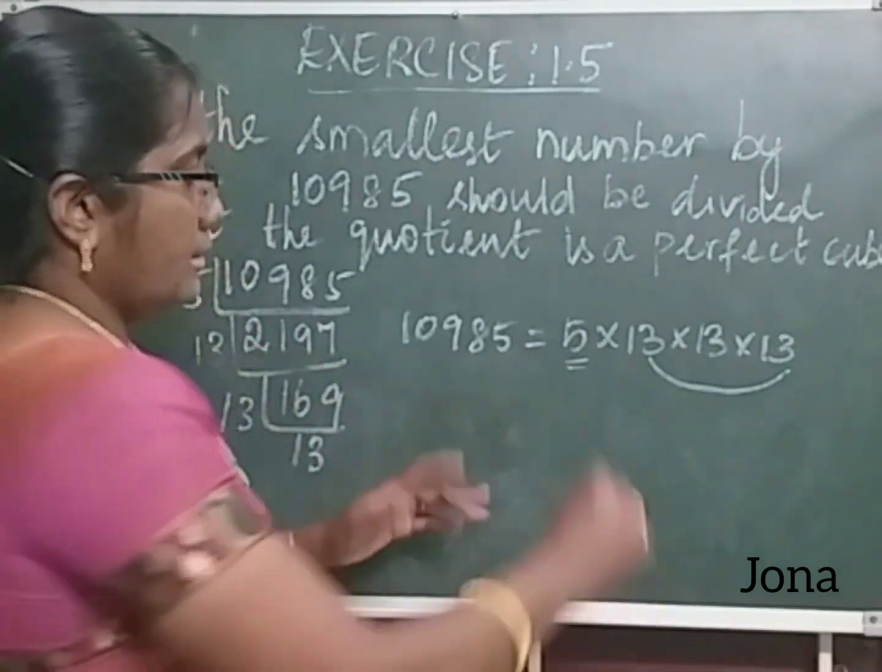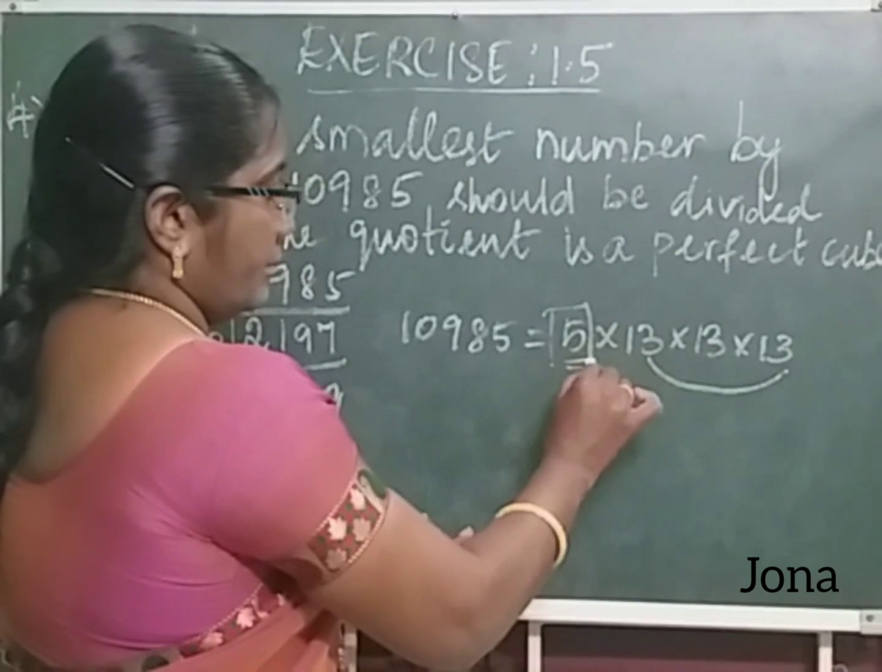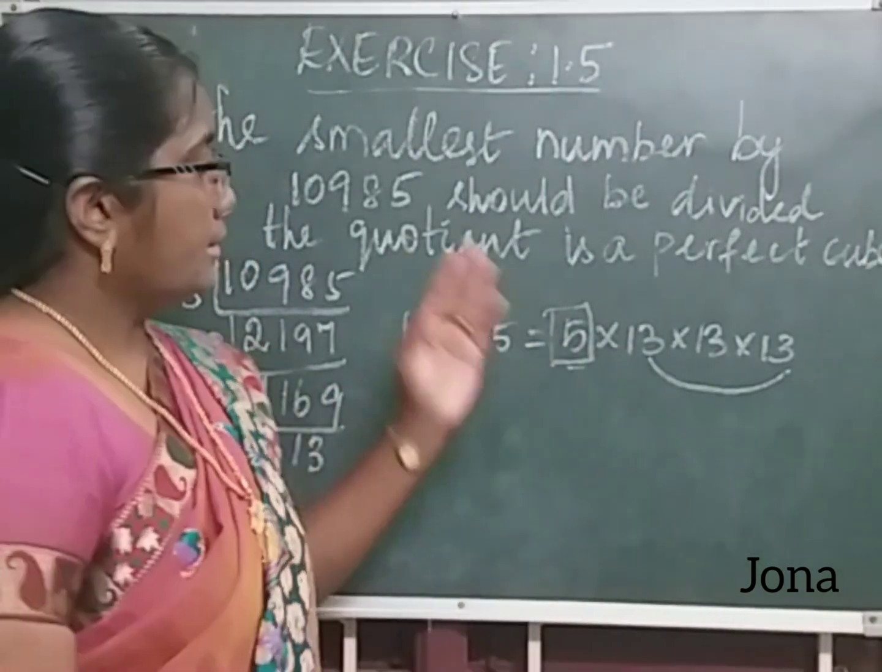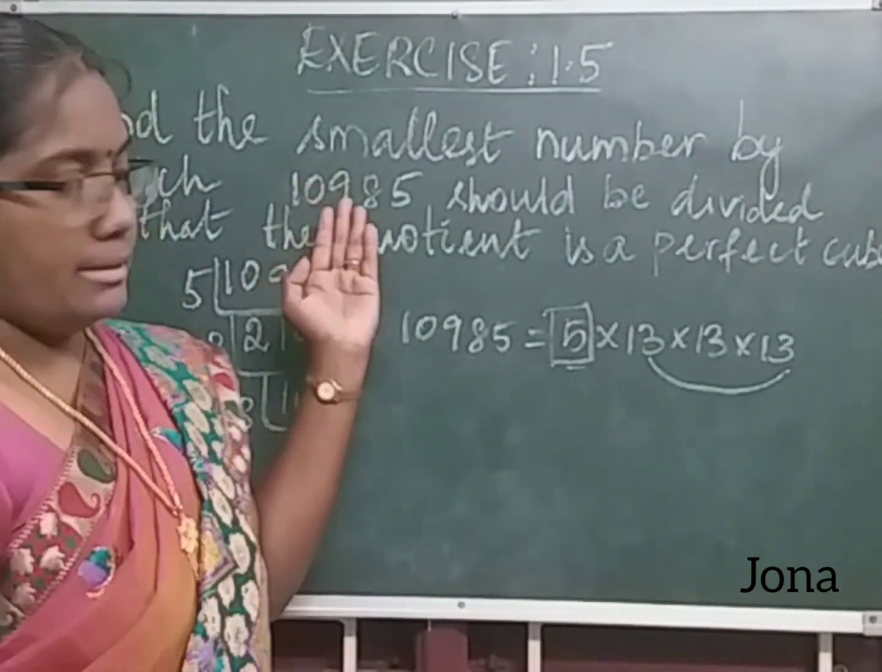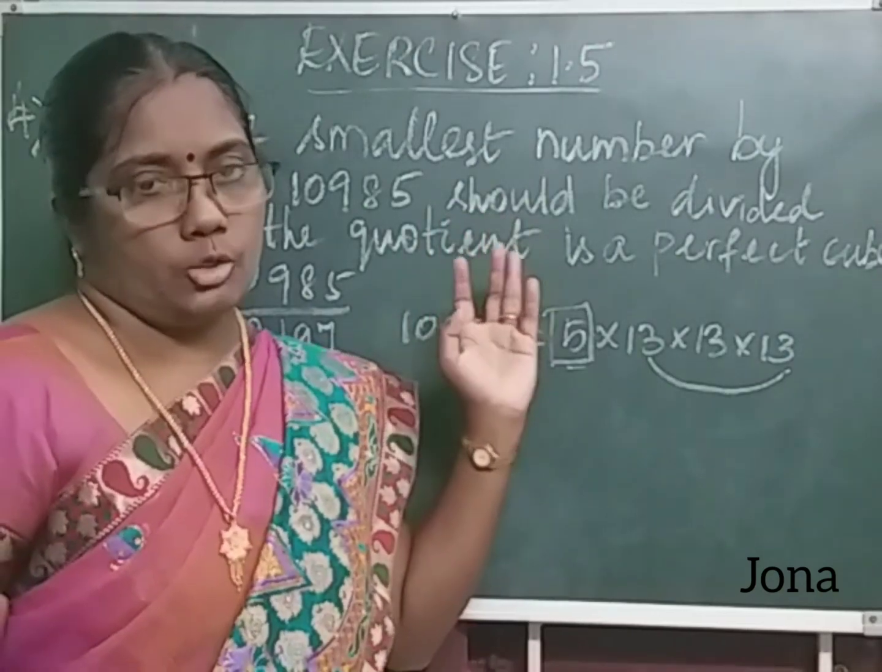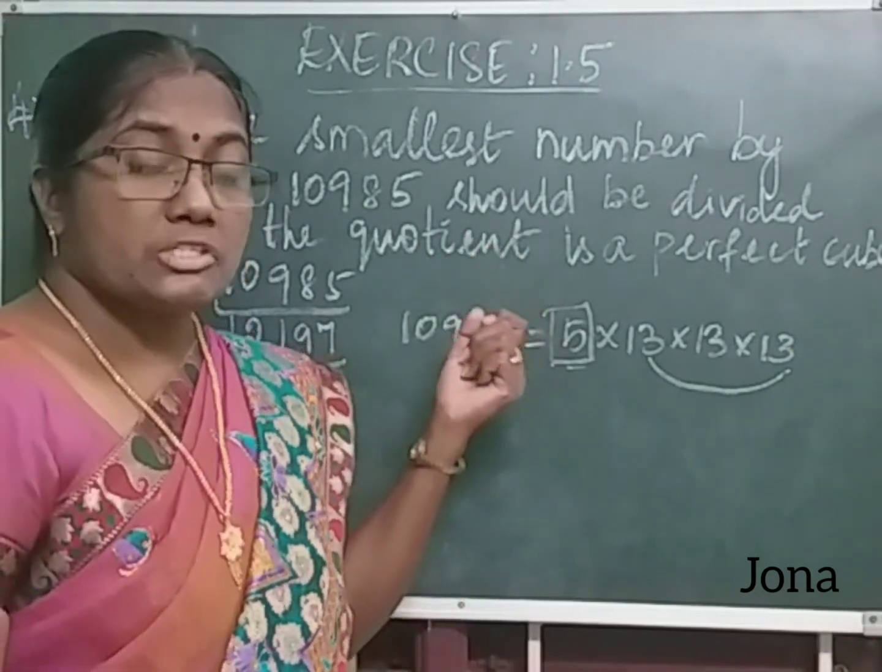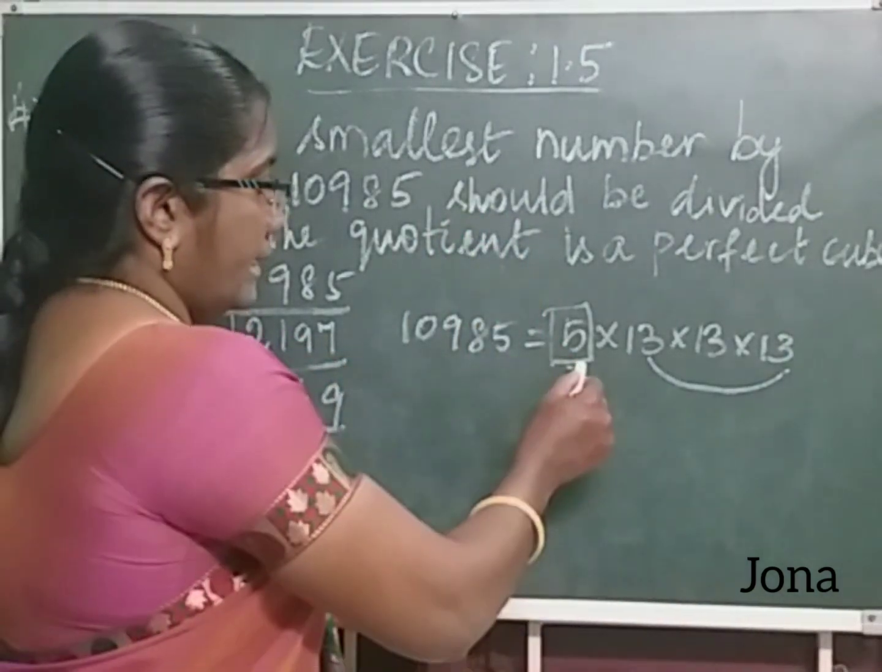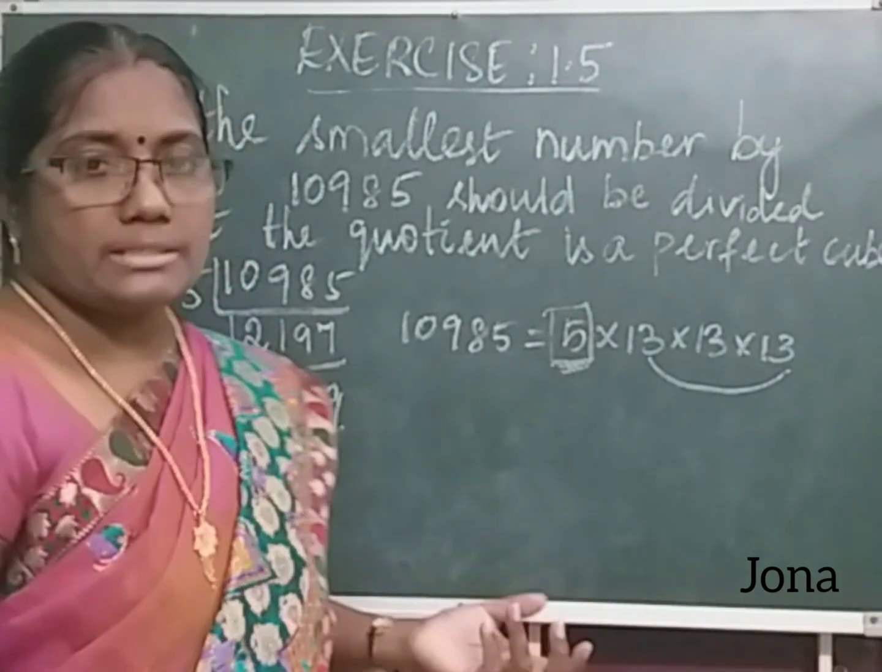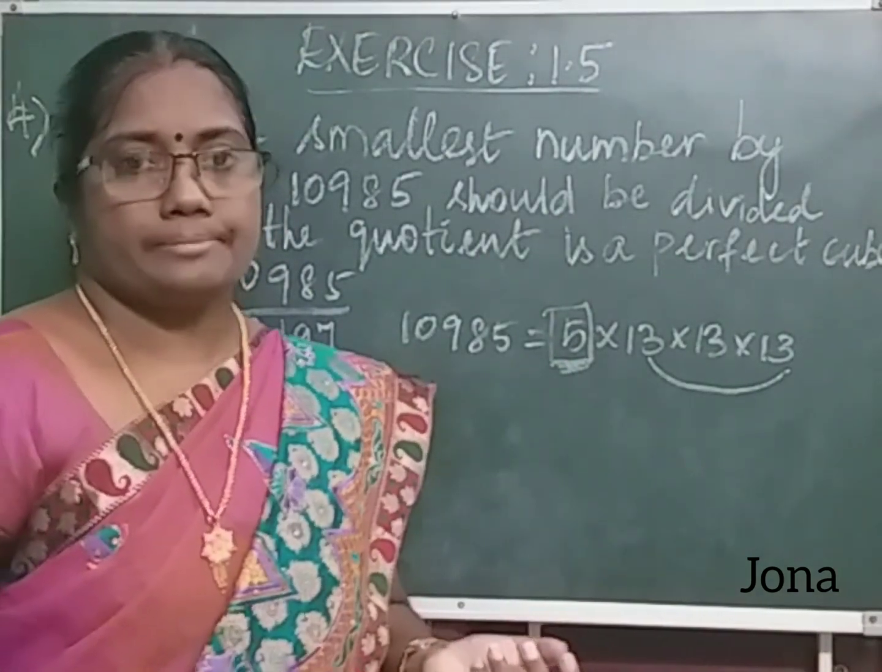Therefore, we can divide by this number. If we divide by this number, the number becomes a perfect cube. So by which number do we have to divide now? By this number 5 we must divide there. Okay. Next problem.